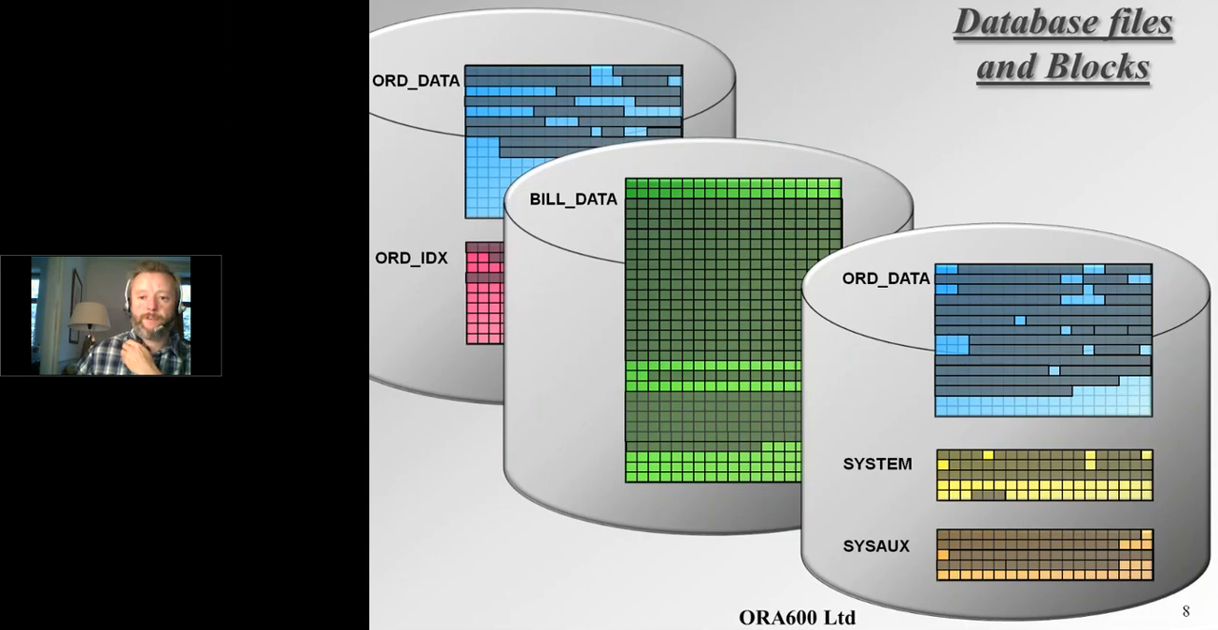Any questions about data files and blocks and extents? What are your views on having a table space for lobs?